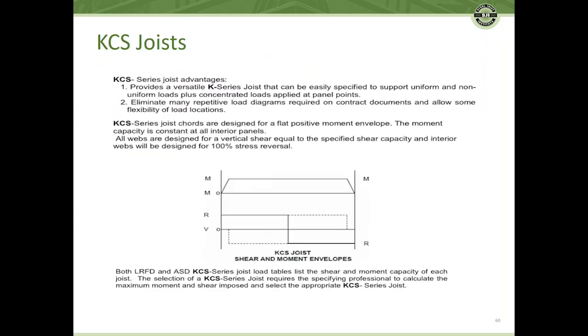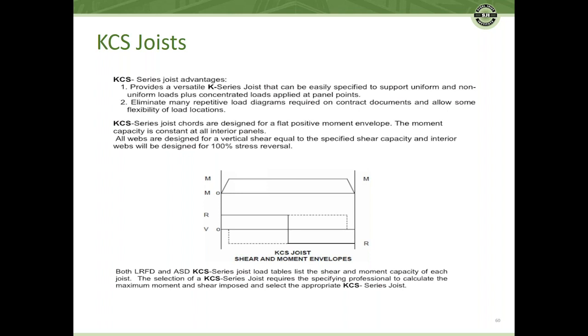KCS joists are also a different type of joist. They're not necessarily designed for uniform loads, but they're designed for overall moment and shear. A KCS joist is really good if you've got mechanical units and you're not going to know where they're going to be, or other loads that you're just not sure what's going to happen. So you can take a safe approach, call out a KCS joist, and hopefully you don't have to do a reevaluation, or at least a lengthy reevaluation.